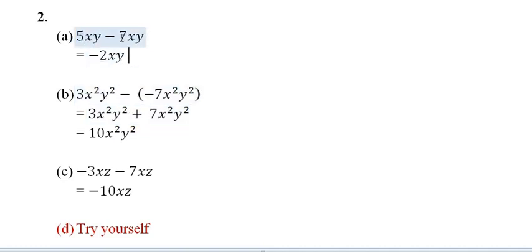So the magnitude of this negative number is more, so we will write the negative sign out here, minus. So 7 minus 5 is 2, so we will write 2 out here. And then the variables, that is xy.